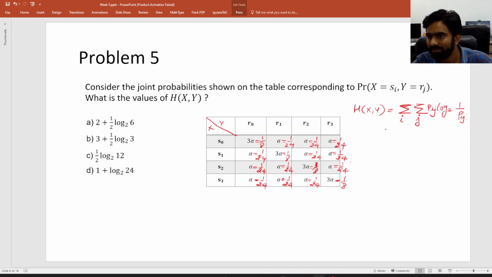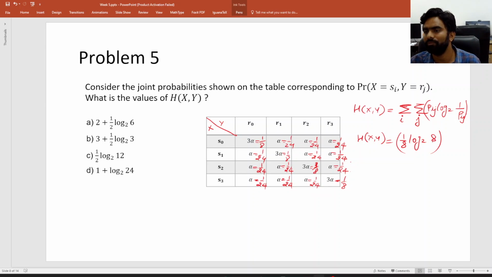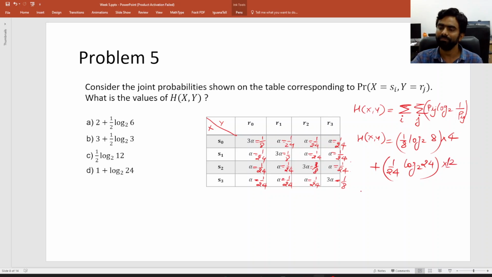So now I will solve this problem. It is simple only. So H(X,Y) would be, we have to sum all the individual entropies for each probability given here. So that is 1 by 8. So 1 by 8 log base 2 of 1 upon 1 by 8, that is 8. How many times? 1, 2, 3, 4, 4 times. Plus the next is alpha, 1 by 24. So that is 1 by 24 log base 2 of 24. How many times? It is 12 times.